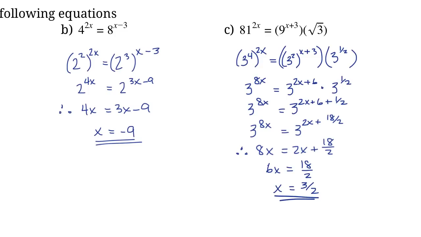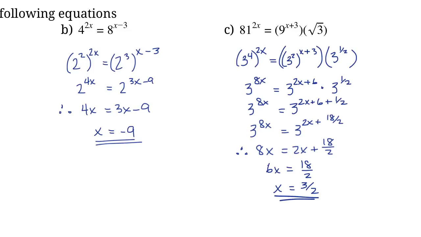So here we go for those other two questions. In part B, in order to get the same base on the left and the right-hand side, we had to use 2 to the power, right? So 4 is 2 to the power of 2, 8 is 2 to the power of 3, and then we expanded those exponents in by multiplying them, and then set the exponents equal to each other and solved, x equals -9.